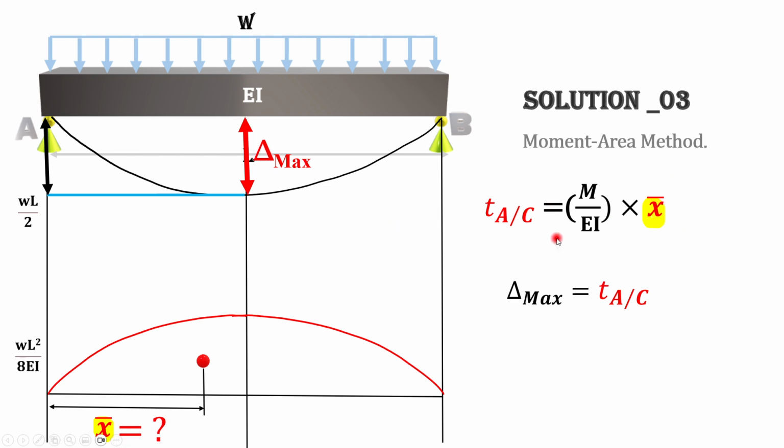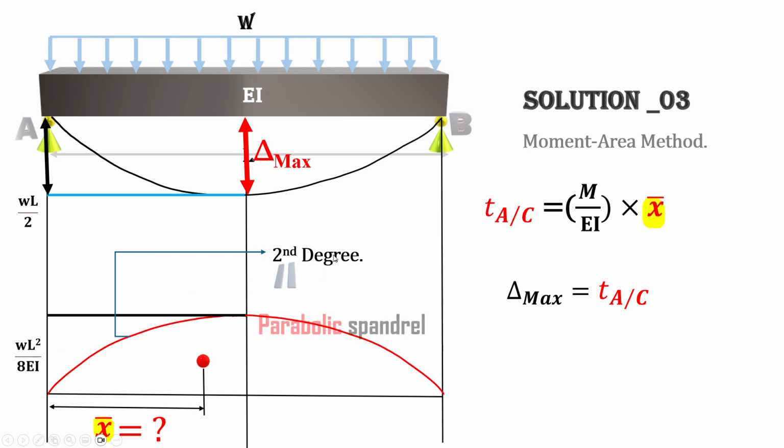To do this, if we draw a vertical line here, we can easily see the top part is a second degree curve, and this is a spandrel. It just gives us, wow, this is a parabolic spandrel with the equation y equal to k times x squared.